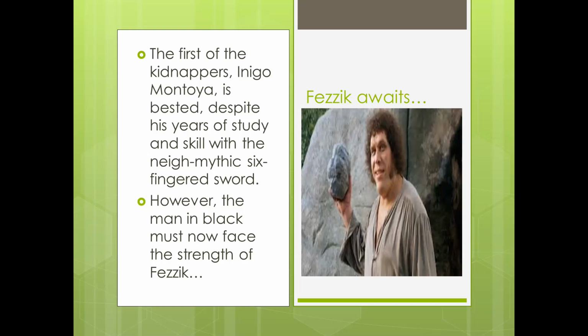Inigo is bested by the Man in Black. And now the Man in Black comes in pursuit of Fezzik, Vizzini, and of course Buttercup, who is his actual goal. As such, Vizzini dispatches Fezzik to crush the Man in Black's skull.